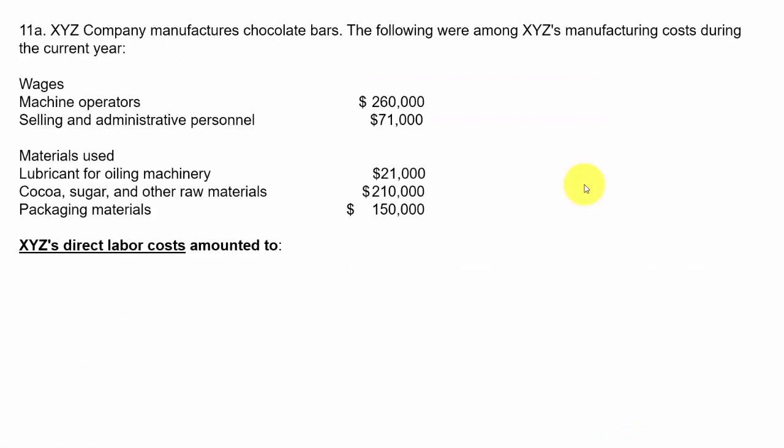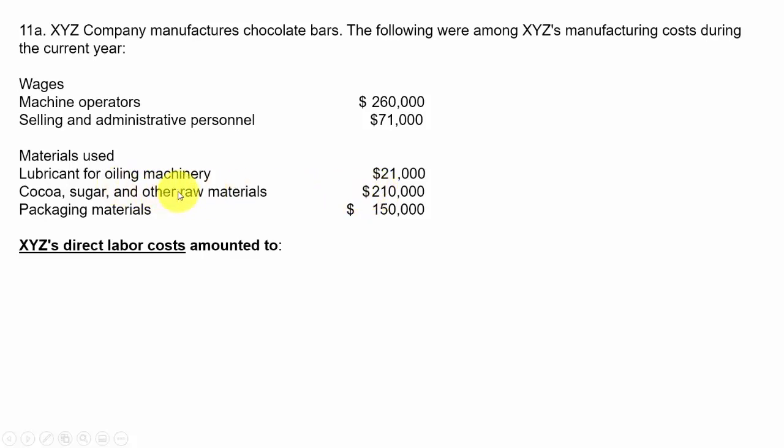We are given the following information. We're given wages for machine operators, $260,000, and wages for selling and administrative personnel, which are going to be outside the factory, $71,000. We're also given materials used, and they tell us that lubricants for oiling the machinery was $21,000. We spent $21,000 on oil or lubricants. We also spent cocoa, sugar, other raw materials, $210,000.